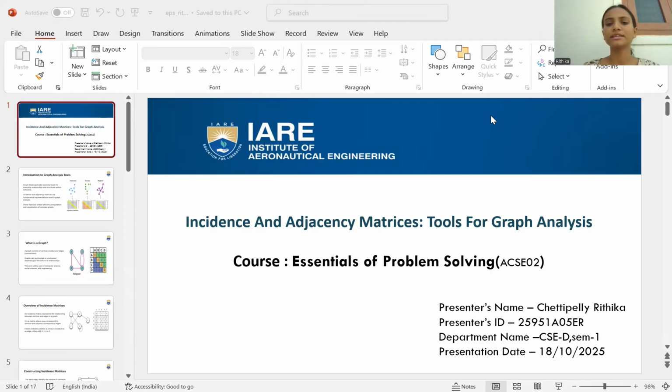Today I am presenting a PPT on the topic called Incidence and Adjacency Matrices, Tools for Graph Analysis, in the course Essentials of Problem Solving. First, what is a graph? A graph is a connection between points called vertices and lines called edges.